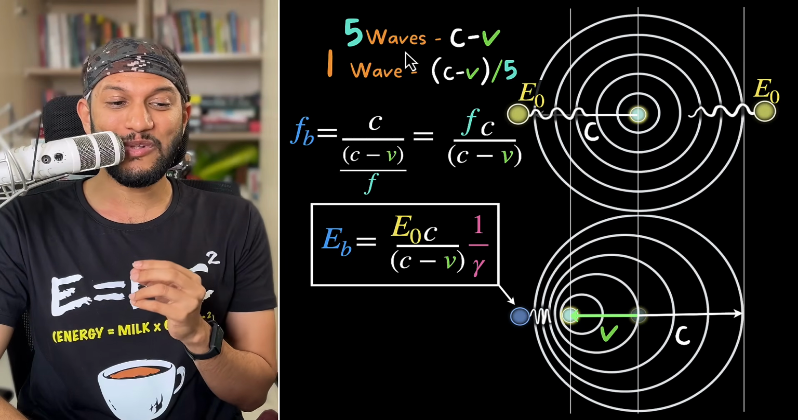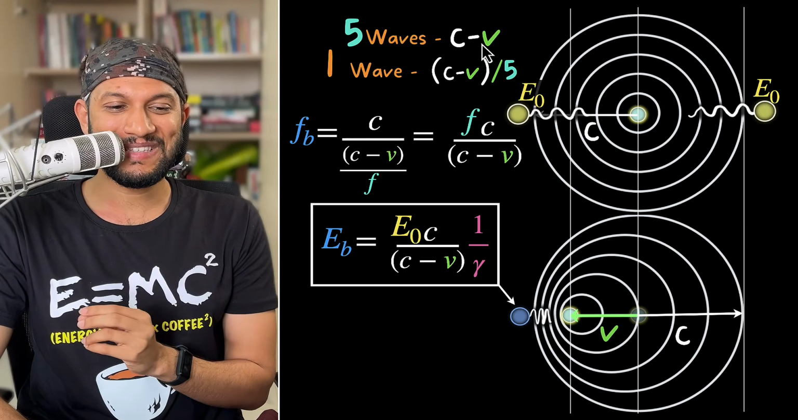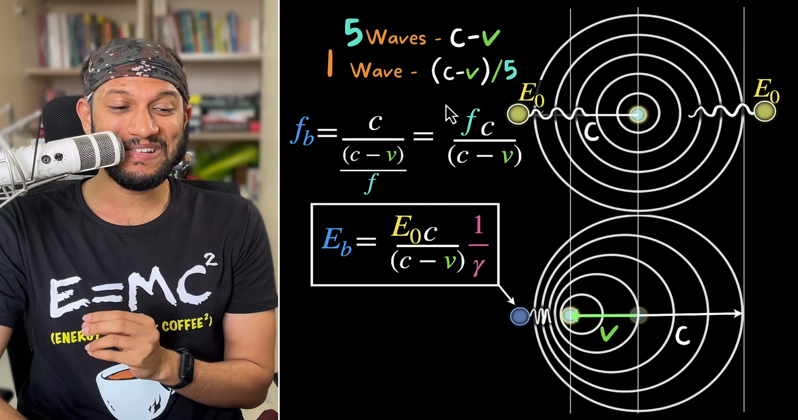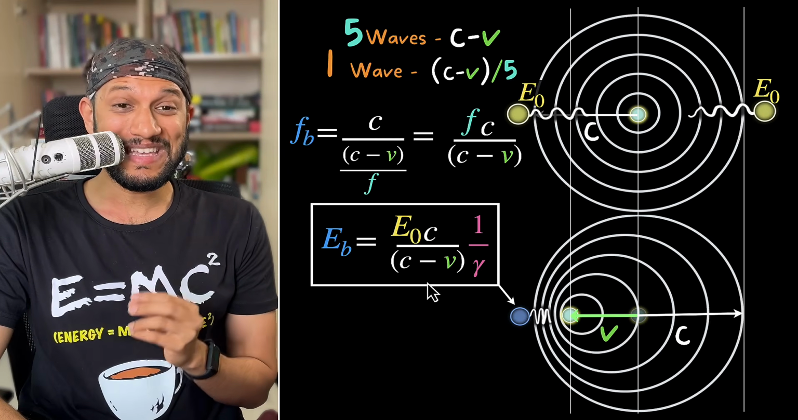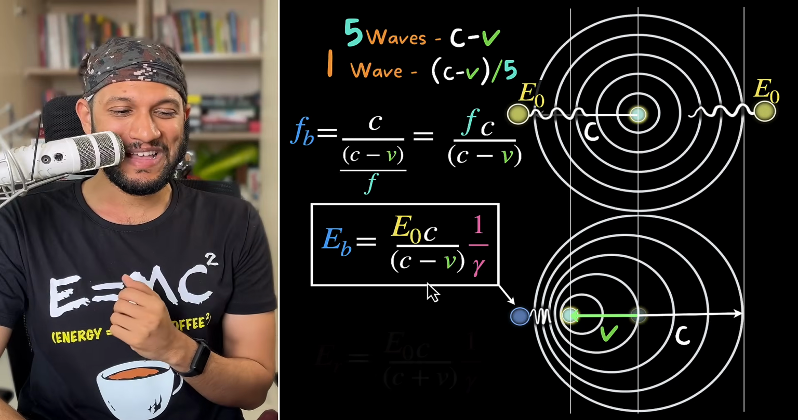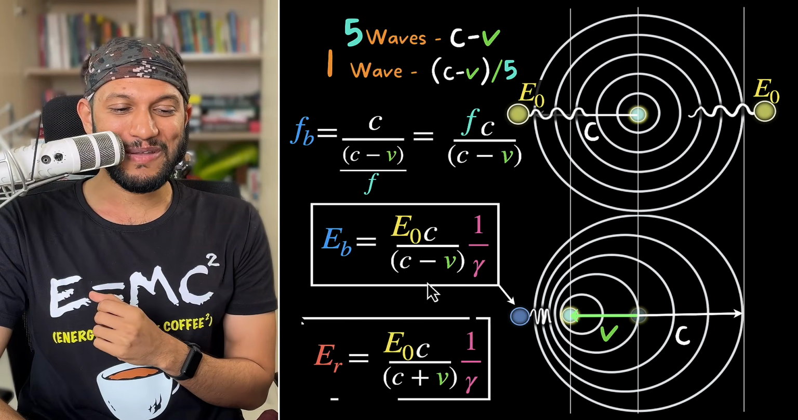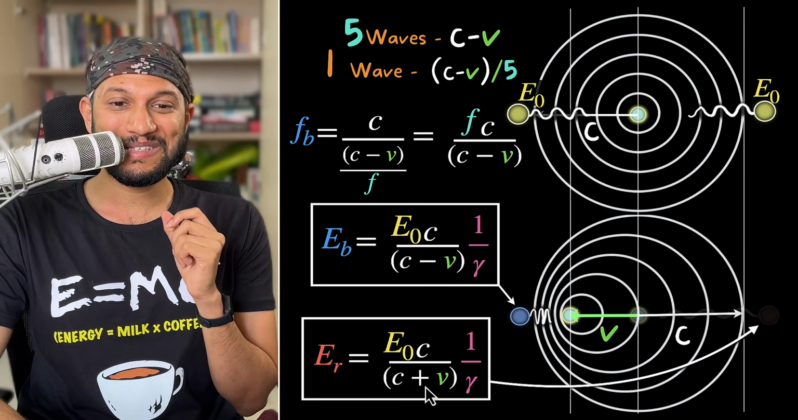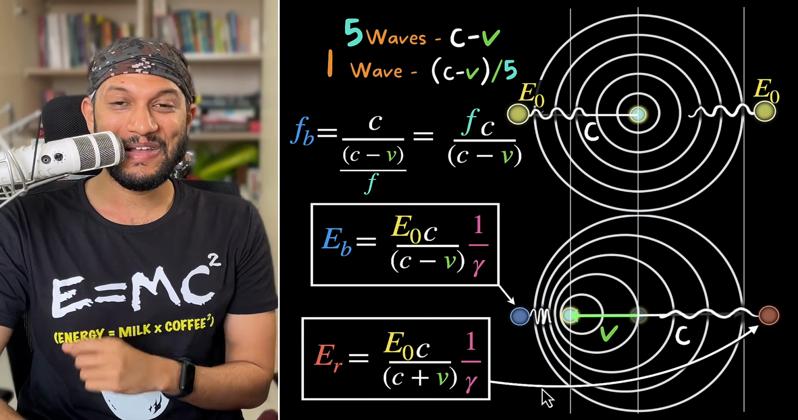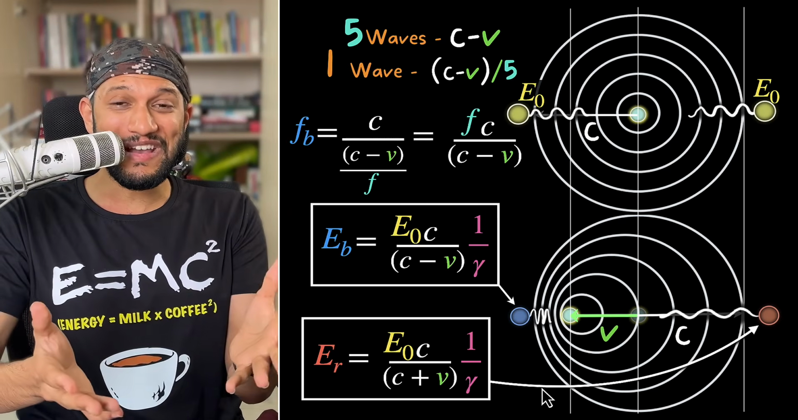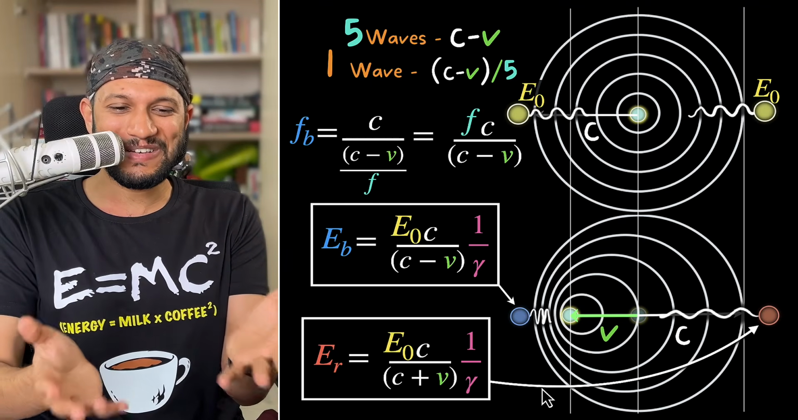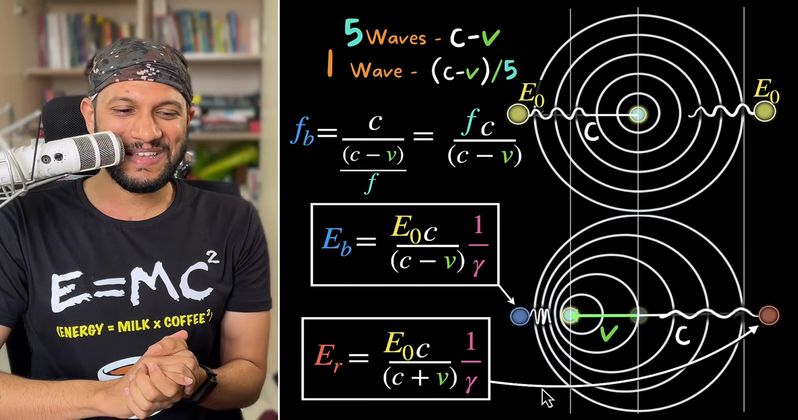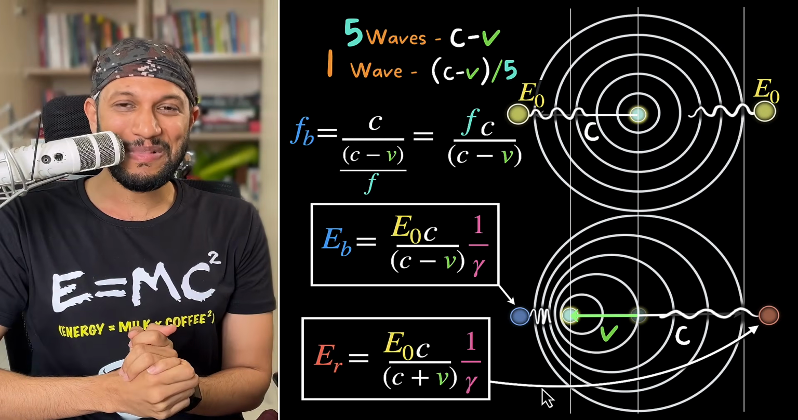So 5 waves will occupy a c plus v distance, and therefore you'll get a c plus v here, c plus v here, c plus v here. This means I immediately know that the energy of the redshifted photon must be the same as this, except there must be a c plus v in the denominator. We've done it. We've figured out the relativistic Doppler shifted energies of the photons, and we're now ready to plug this in.